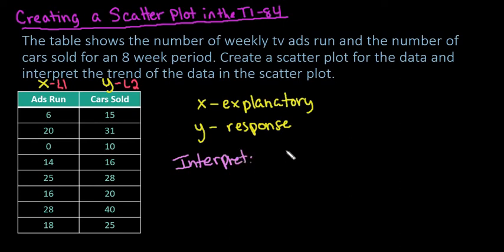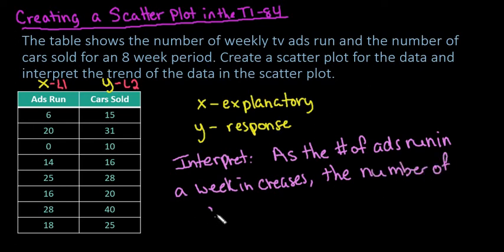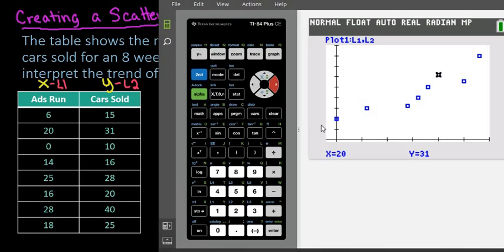Okay, so as far as interpreting goes, all you have to do is write something like, as the number of ads run in a week increases, the number of cars sold also increases. Okay, if it was going the other direction where it was going down from left to right, you would say as x increases, my y variable decreases.